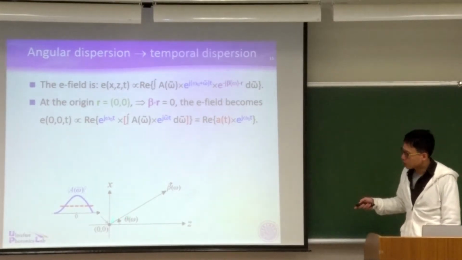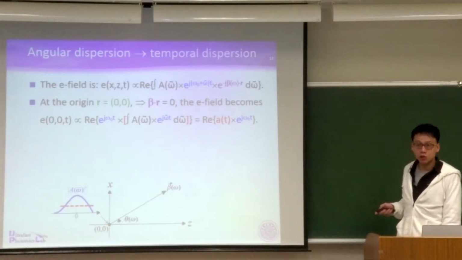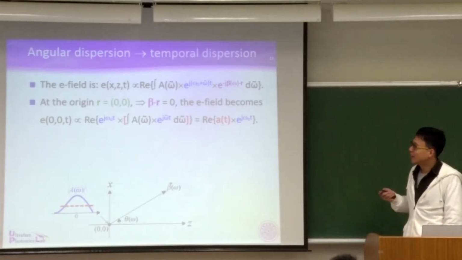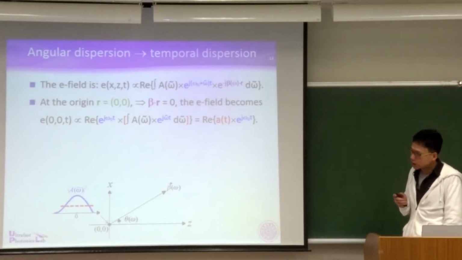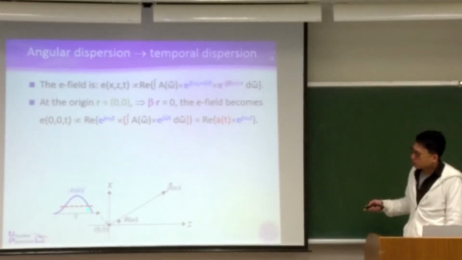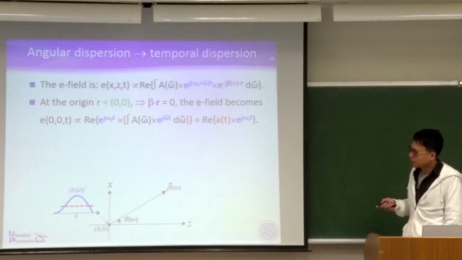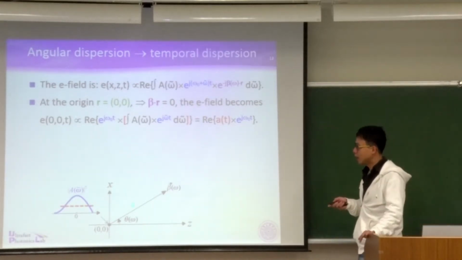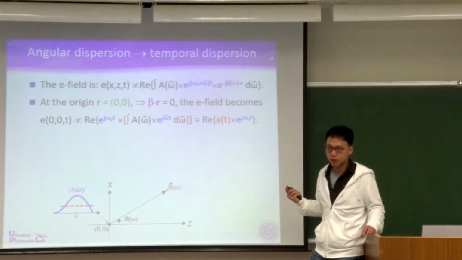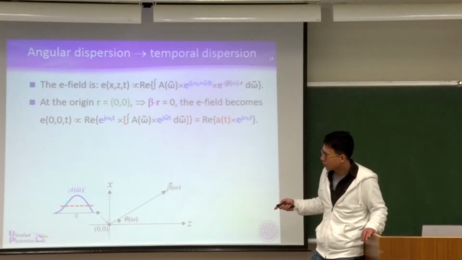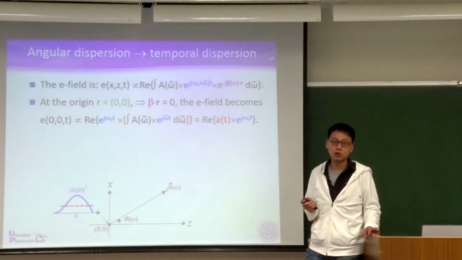So it means if you observe the electric field at the origin, what do you see? You can see a temporal envelope function, small a of t, which is the inverse Fourier transform of big A of omega tilde, and with a carrier e to the j omega 0 t. In the frequency domain, it means maybe a power spectrum represented by the blue curve, and a constant spectral phase. Assuming your big A function is a real function, there is no spectral phase. So this is the electric field you can observe at the origin.